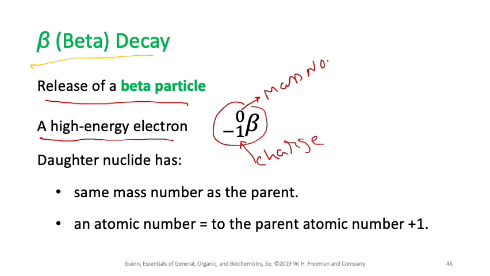Or you can also write a beta particle in the form of an electron, because this is also a high energy electron. So you can just write e, with -1. Both are the same, depending on whichever you see in the exam, quiz, or book. So don't get confused whether it's beta or electron. They are the same thing, right? So what happens during beta emission or beta decay?